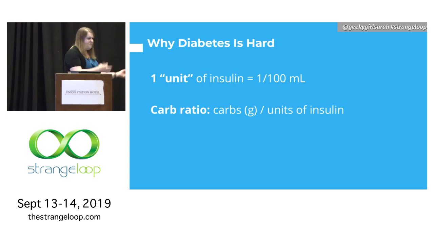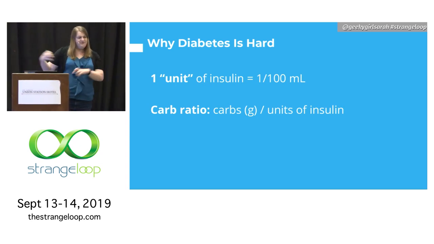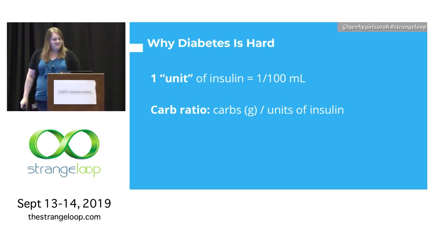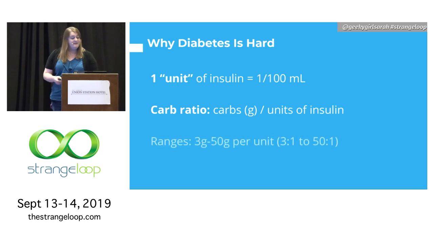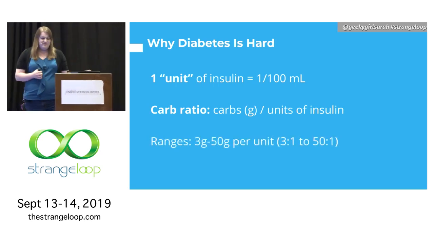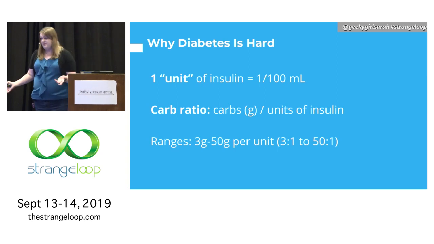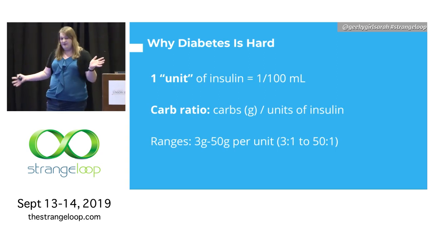And that's for every amount of carbs that you eat, you have to have so much insulin to counteract it. And all of you have a carb ratio as well. You probably don't know it, but that's fine. Your body kind of takes care of that. But these range typically from like 3 grams to 1 unit to 50 grams per unit. So this range is really huge.